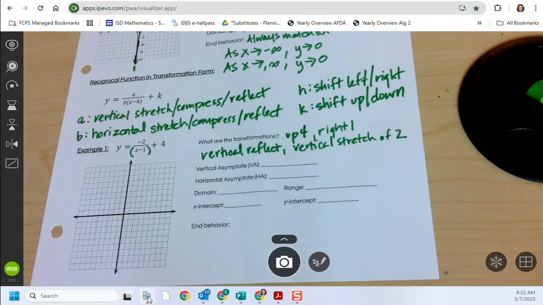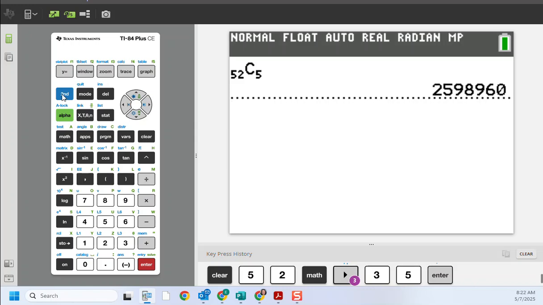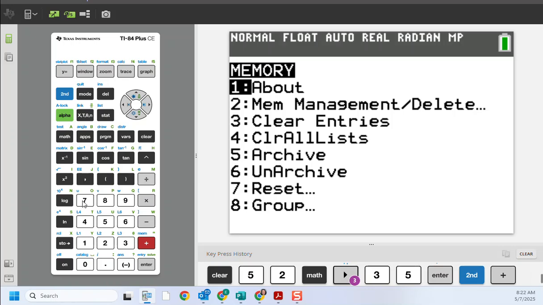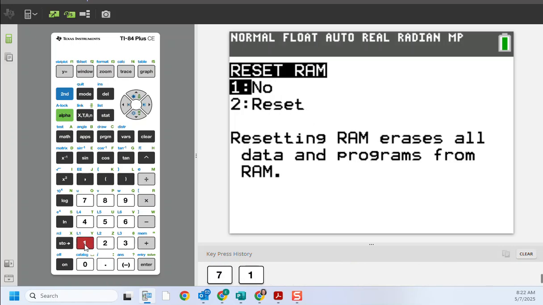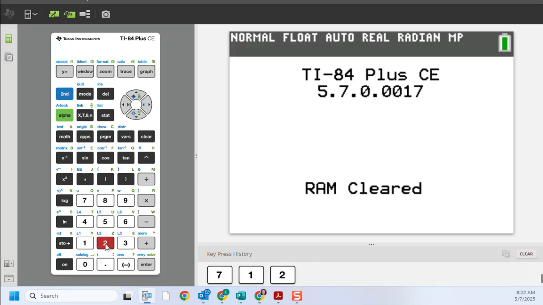Just in case the IB students did something with your calculator, you can clear your memory with second plus 7, 1, 2. Anybody want to hear it again? To clear your memory, it's second plus 7, 1, 2. If you don't have a calculator, please get a calculator.